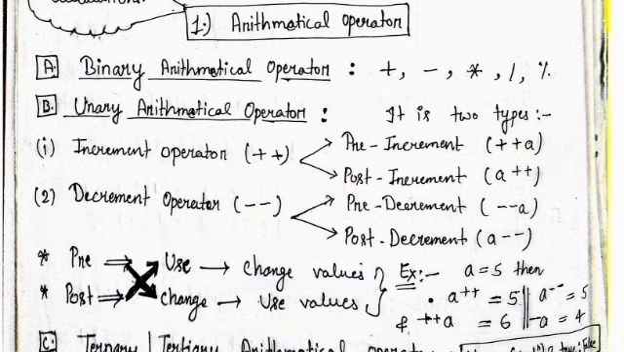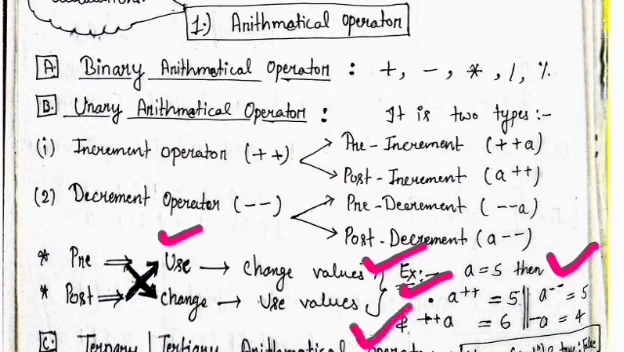So come to this example. Here the example is given like a equal to 5, then a plus plus equals 5 and a minus minus is also equal to 5, because that is your post decrement. So we firstly use the given value. Now in the pre-increment or decrement we firstly change the value. So the value of a is 5. Now in the pre-increment the value of plus plus a is going to be 6 and minus minus a is going to be 4.